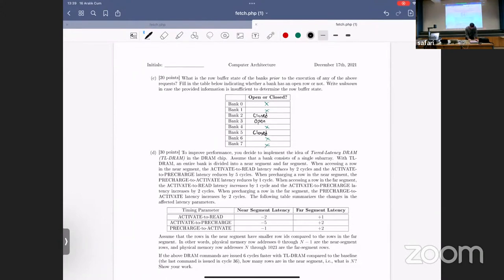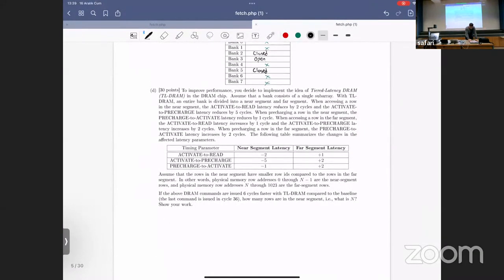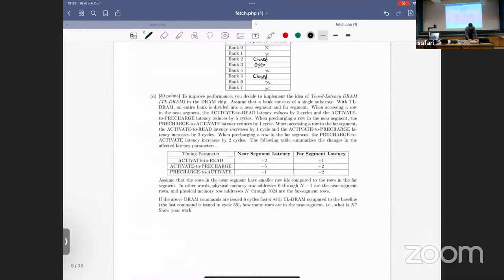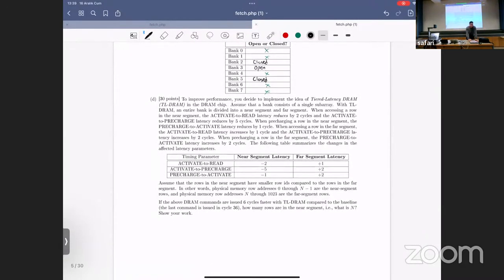Okay. So the last question here is asking us what happens if you had a tiered latency DRAM design in this bank. So it says, assume that a bank consists of a single subarray. So we have a single subarray in the whole bank, and that subarray has a near segment and a far segment. The near segment has lower latency in all sorts of accesses, and the far segment has higher latency in accesses. So this table summarizes what changes in latencies.